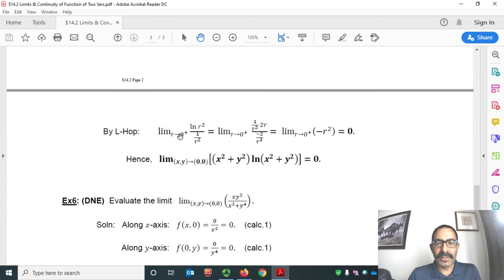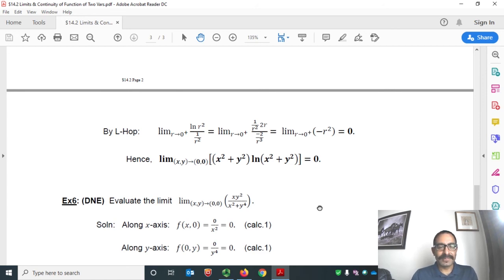Then put r equals 0. This is infinity over infinity, so this is an indeterminate form. Let's apply L'Hopital's. Take the derivative of ln r square, which is 2r over r square. Take the derivative of 1 over r square in the denominator, which is minus 2 over r cubed. Simplify. It gives us negative r square, and take the limit. This goes to 0. Hence the limit of the corresponding function in terms of x and y is also 0. I hope it makes sense to you all.